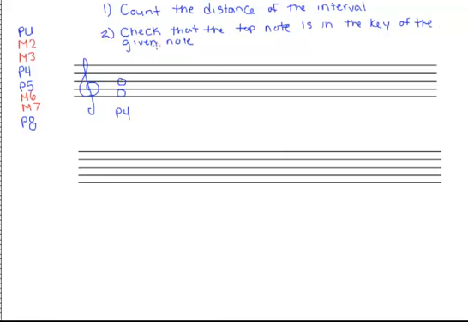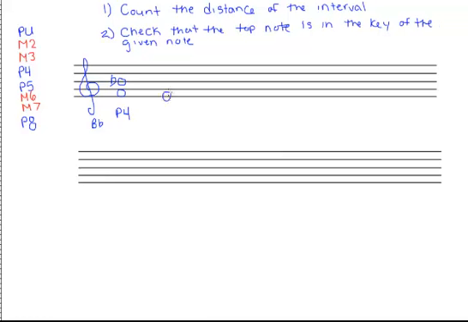We've done that. Now, our second step, check to see that the top note is in the key of the given note. Okay, so F major, that has 1 flat, right? So that just is going to have a B flat in F major. So we have an F and our top note's a B natural, so we have to make that a flat to make that a perfect fourth. Okay, let's try a different example.